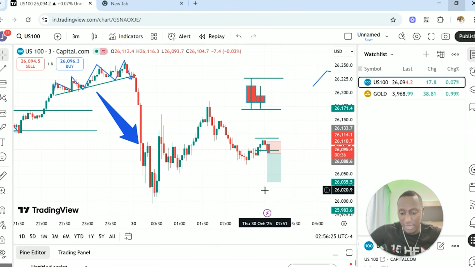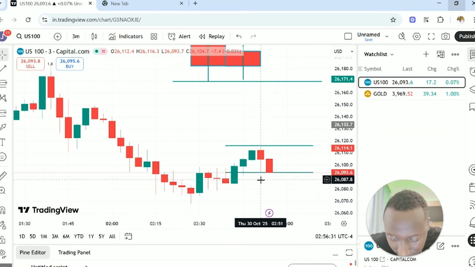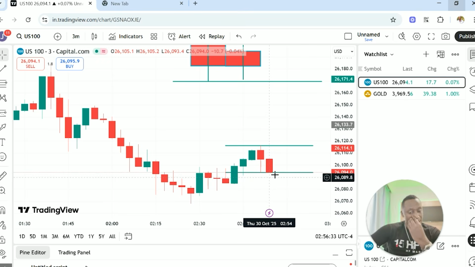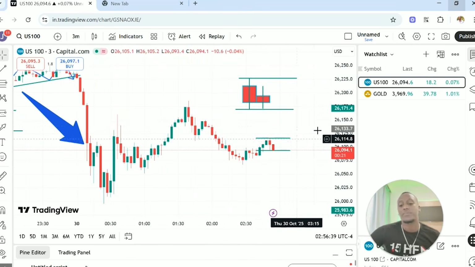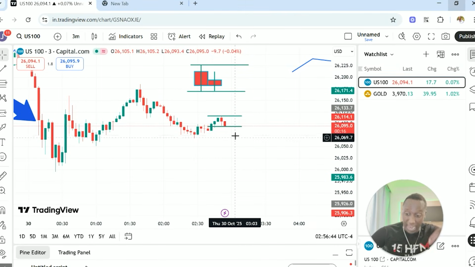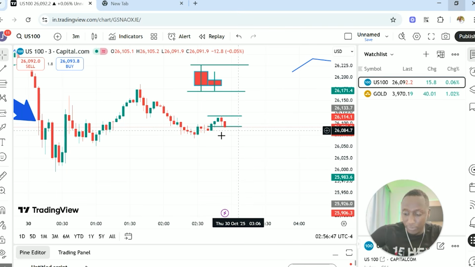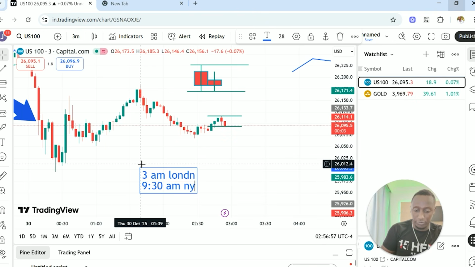For example, right now, London is about to open. The market, this is 2:54. So if we close to the downside and the market continues breaking to the downside, there is a very high likelihood that price will continue going down. Come to the market at 3 a.m. New York time for London. So this is 3 a.m. for London, 9:30 a.m. for New York, and then 9 p.m. for Asia.